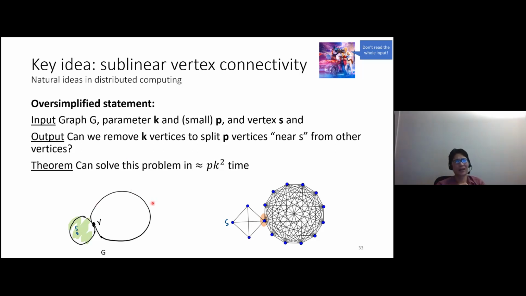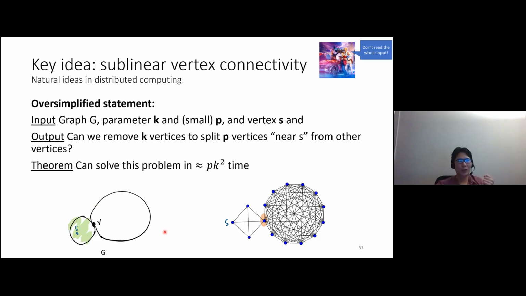Okay. And the claim is that you can solve this problem in pk squared time. And again, if you think of p as root n and k as 3, for example, then this is just root n time, right? Which means that you don't even have to read the whole graph, because the graph has n vertices. Okay. How to solve this problem?